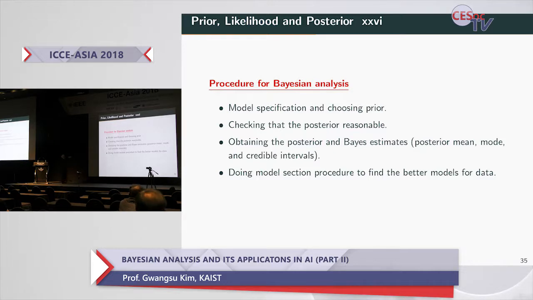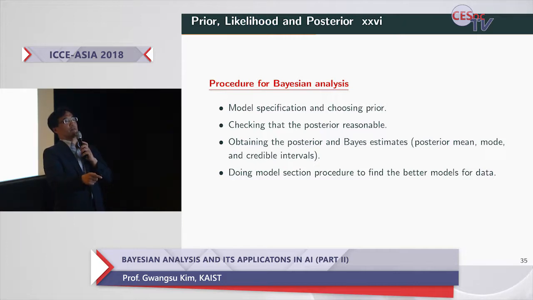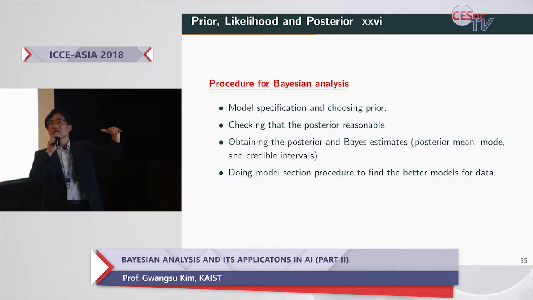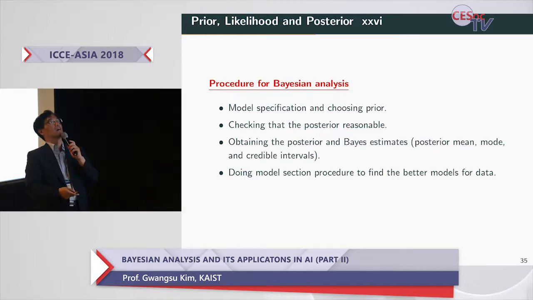It's the usual procedure for Bayesian analysis. We first do model specification. It means model selection, choosing a prior, and checking that the posterior is reasonable, with no problem. Then obtaining the posterior and the Bayesian estimator, such as the posterior mean, mode, the credible interval and others. And the last step is doing a model selection procedure to find the better models. If we perform model 1, model 2, and model 3, the performance of the models can be compared, and the posterior of the models can be calculated.